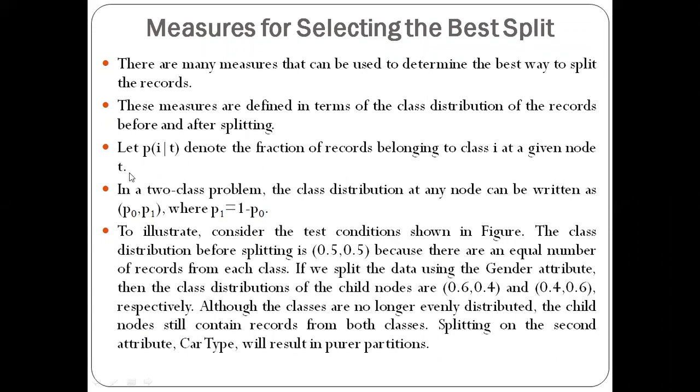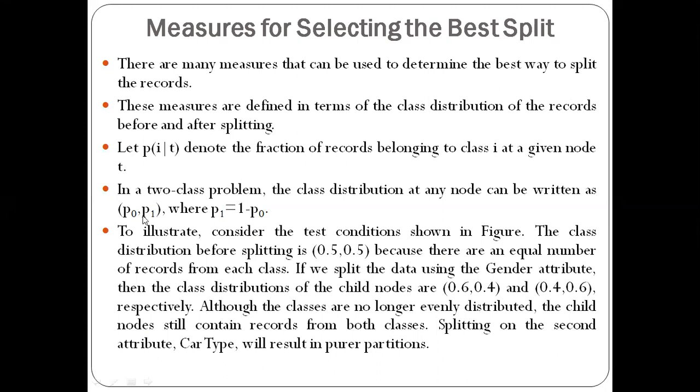Okay, that is at the given node T. So now in case of a two class problem, if you have two classes to be assigned, then the node distribution can be denoted by two fractions or probabilities, that is P0 and P1. Here P0 is the number of records that belong to class 0, and P1 is the number of records that belong to class 1.